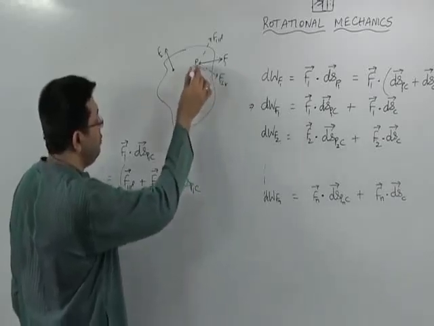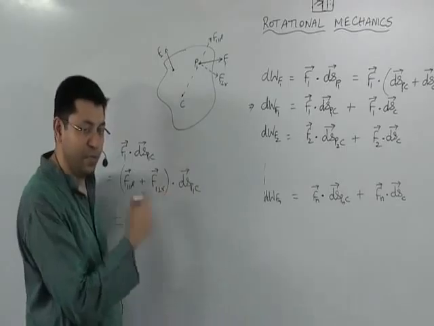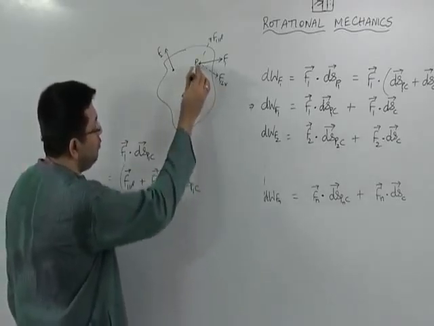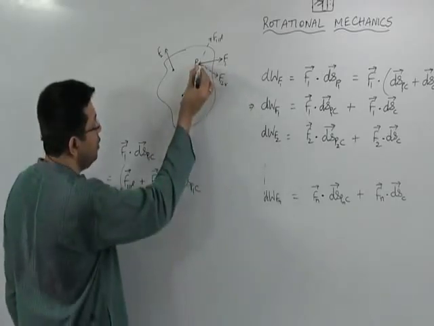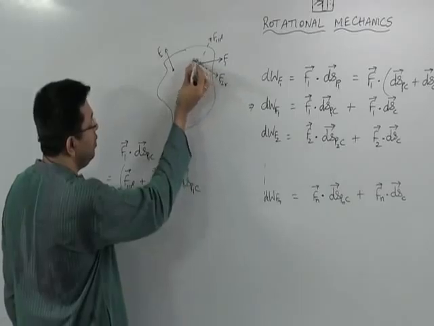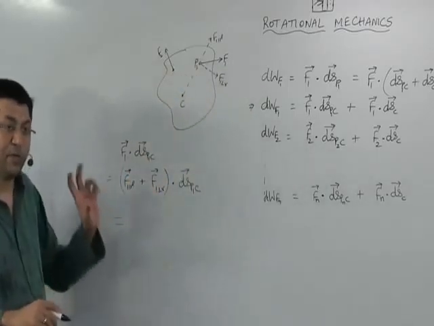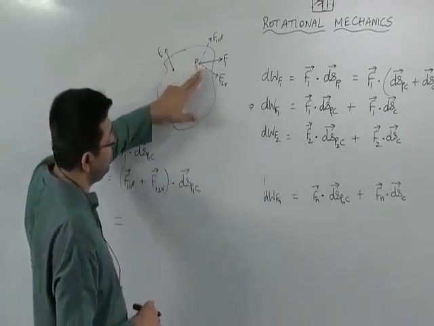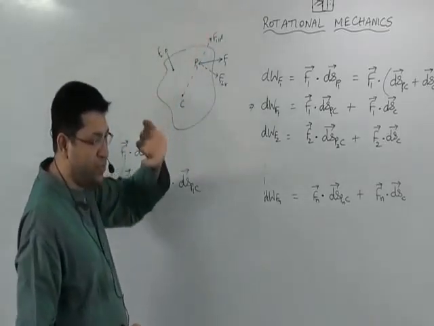What will be the direction of the differential displacement of P1 with respect to C? The differential displacement of point P1 with respect to the center of mass will be either in this direction or in this direction, depending on omega of the rigid body. So you can see that it will be perpendicular to the direction of the parallel component of the force.